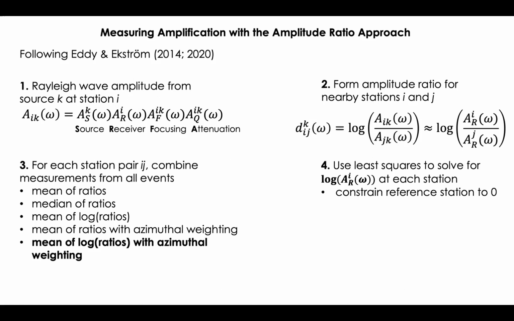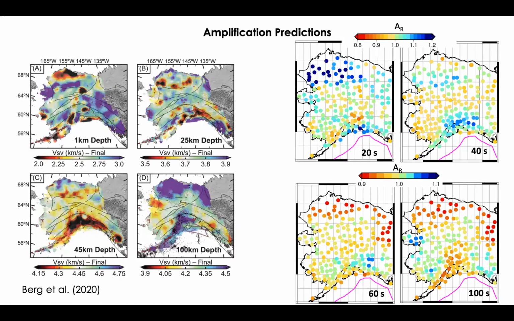Before I show the results for Alaska, I'll first show a set of predictions. We used the 3D shear velocity model for Alaska developed by Elizabeth Berg and co-authors, which was determined from Rayleigh wave phase velocities and ellipticities in a broad period range, as well as PS receiver functions. So we expect that it resolves crustal and mantle structure quite well.